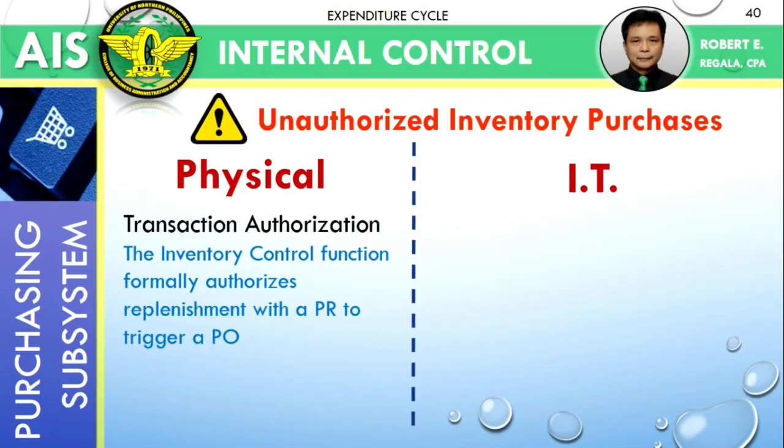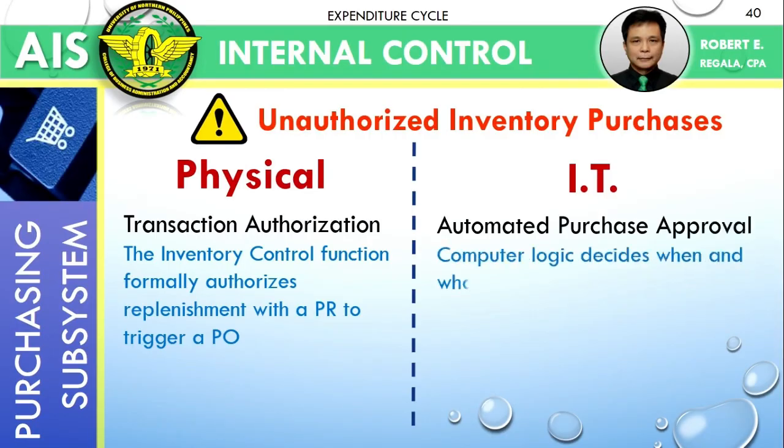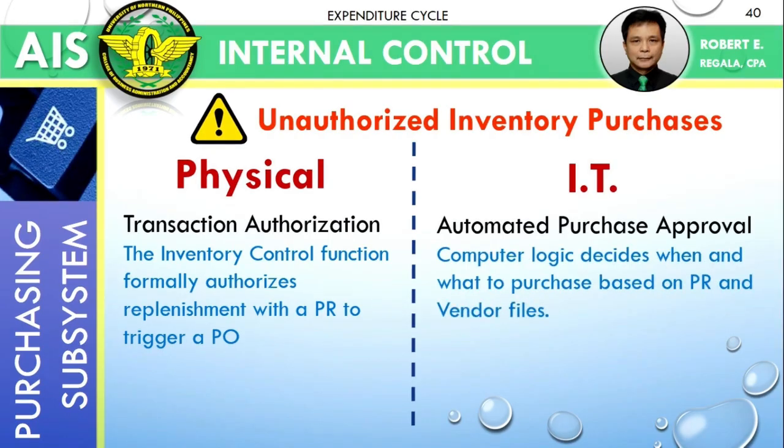IT controls. Automated purchase approval. The objective of automated purchase approval is to prevent unauthorized purchases from unapproved vendors. Therefore, computer logic, not a human being, decides when to purchase, what to purchase, and from which vendor.